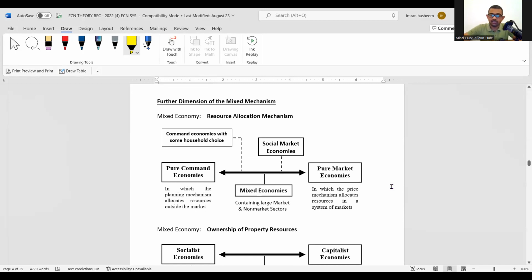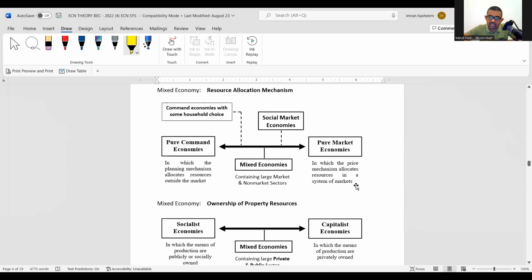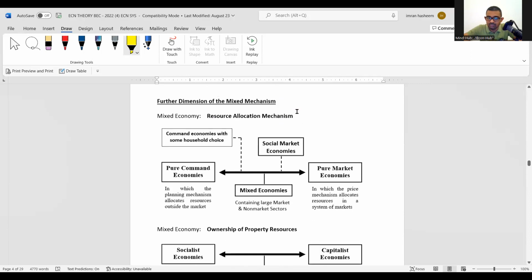Okay. You guys will find the different ways mixed economic systems can be created. I've given some illustrations. So one method is based on resource allocation mechanism. I believe, if you can just highlight this, this is the main method of how we can have mixed economic systems: resource allocation mechanism.